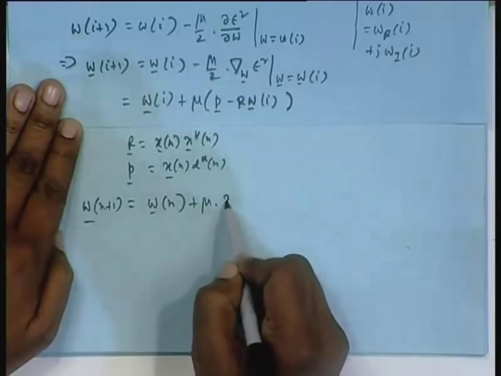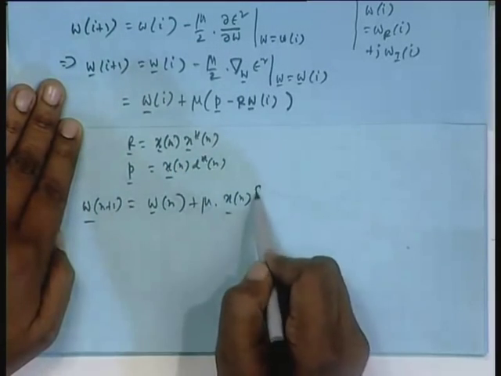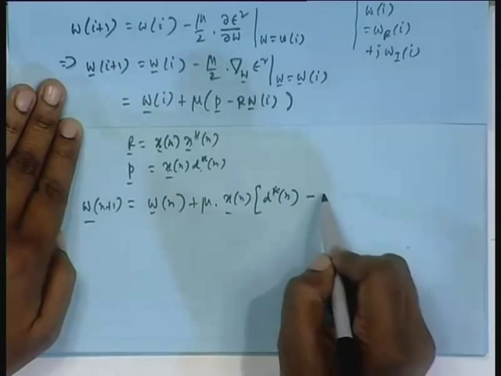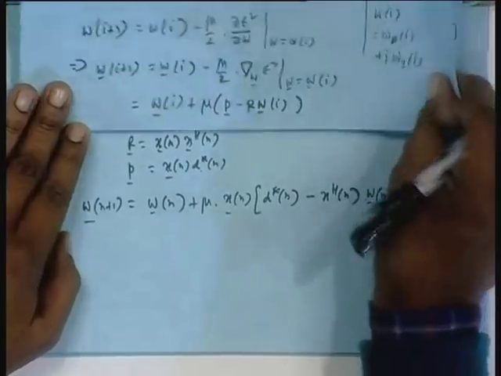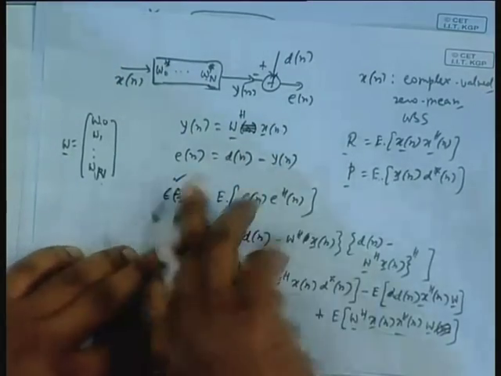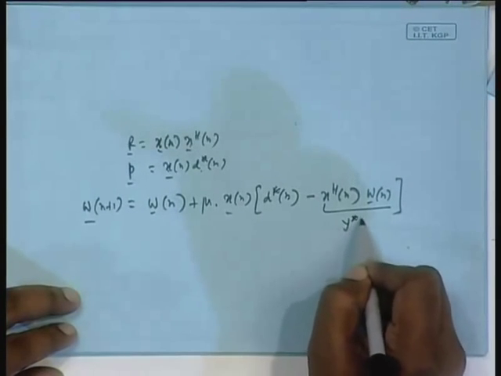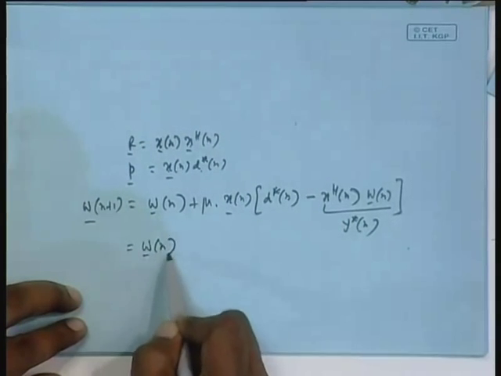So, X N is common, bring it out. In both, X N is the common thing, right? So, you take out X N, the d star N remains here, minus X Hermitian N W N, but W N now, I has been replaced by N. And what is this quantity? We know by definition W H X is y, so X H W is y star, Hermitian of y, y being a scalar, so y star. So this quantity is d star N minus y star N, so e star N. So, this is the complex LMS algorithm, with e star N.